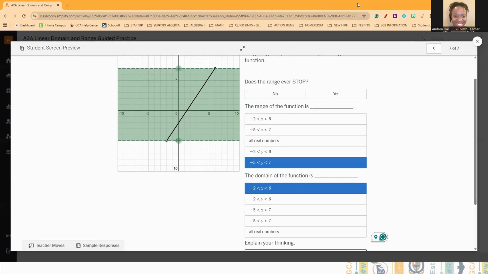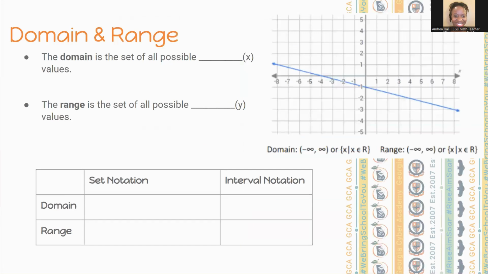So let's go back to our word problem here. Again, your domain is a set of all possible input values. Your range is a set of all possible output values.